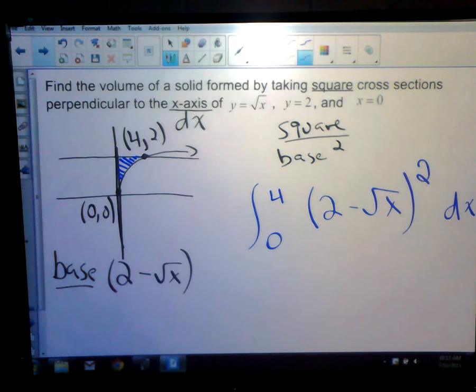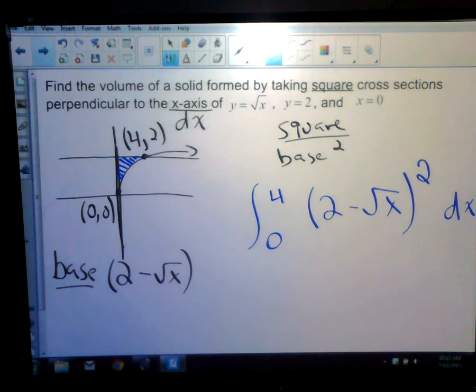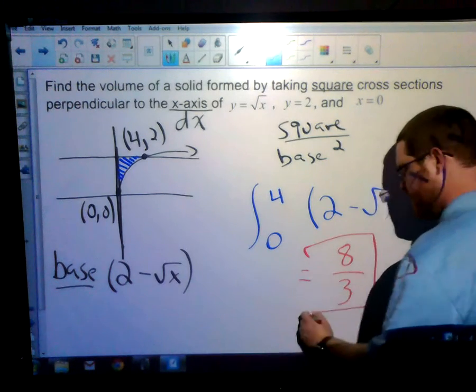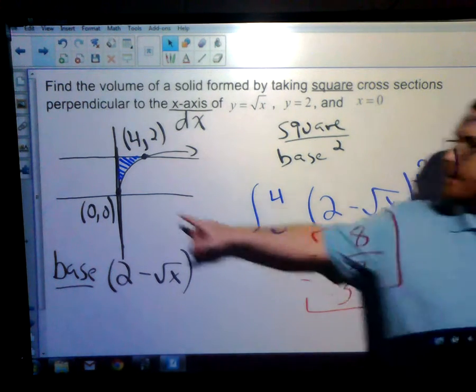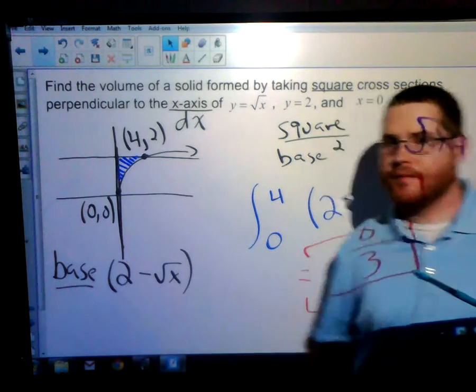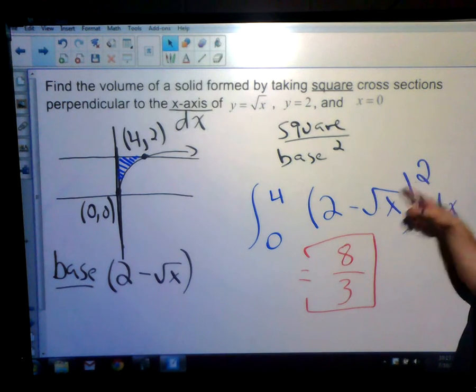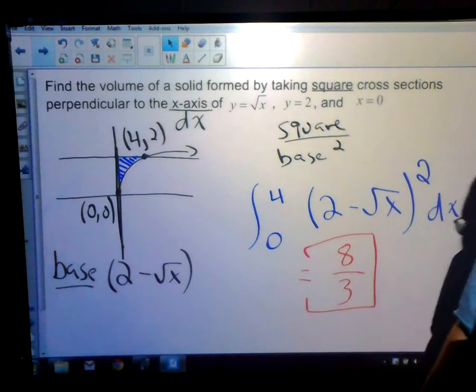Now from here, guys, I'm going to just tell you what the answer is. I'm assuming you can either A, do this by hand, or B, plug this into the calculator. Your answer is 8/3. The setup is the hardest part. Once you have it set up, it's pretty easy from then on out. Okay, again, let's talk about it. I created the base by doing top minus bottom. I knew it had to be a square, so I did base squared. 0 to 4 are my bounds, dx because it's x-axis, and then I just integrated.